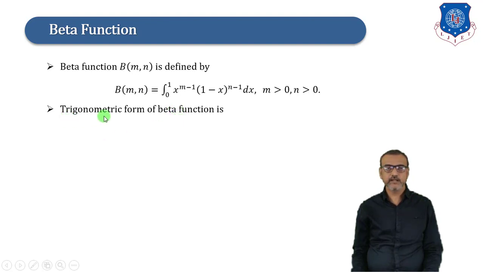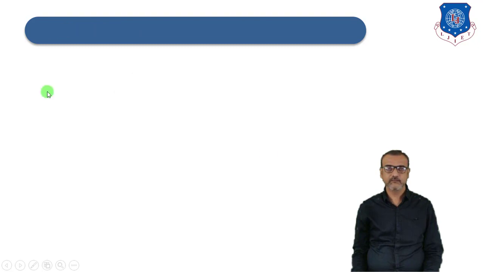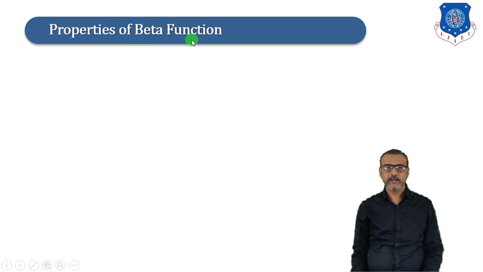Now we will see the trigonometric form of the beta function, and that is beta(m, n) equals 2 times the integral from 0 to pi by 2 of sin raised to 2m minus 1 x, cos raised to 2n minus 1 x, dx. Now we will see properties of the beta function. Property number 1 is called symmetry. By the property of symmetry we have beta(m, n) equals beta(n, m).